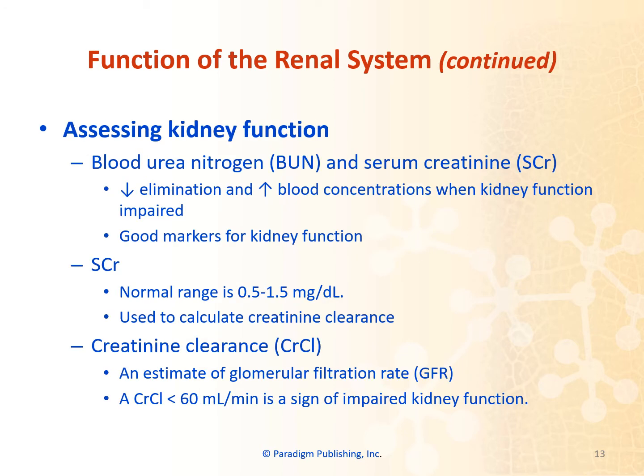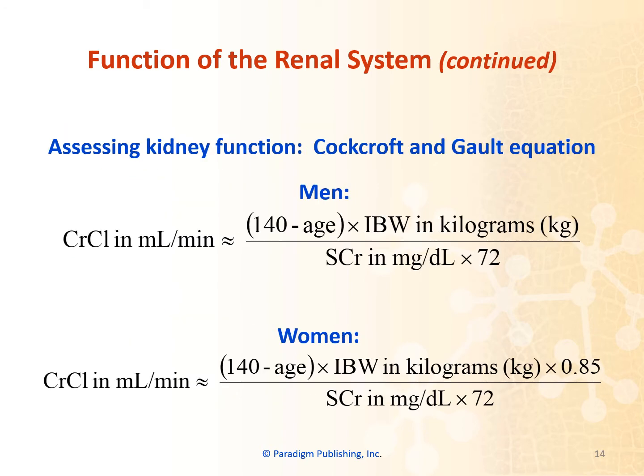Assessing kidney function. The blood urea nitrogen, or BUN, and serum creatinine levels decrease elimination and increase blood concentrations when kidney function is impaired. Good markers for kidney function. A creatinine normal range is 0.5 to 1.5 milligrams, and it's used to calculate creatinine clearance. Creatinine clearance is an estimate of glomerular filtration rate. On page 415 of your text, it goes into a little more depth about assessing the kidney function in the Cockcroft and Gault equation.